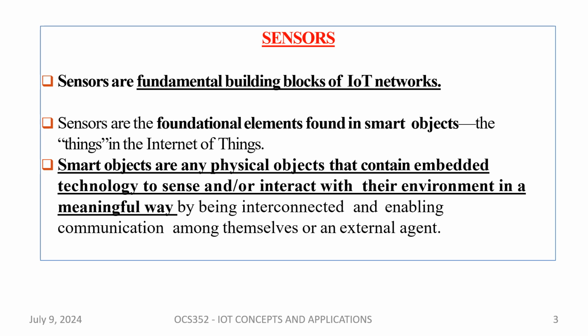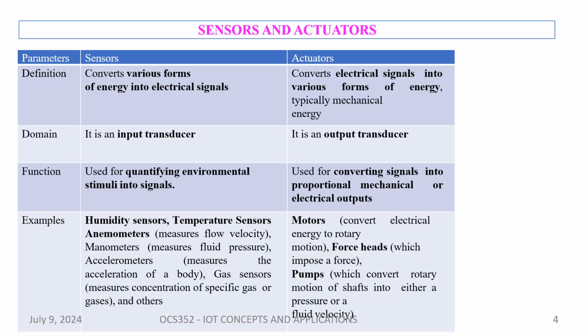Smart objects are any physical objects that contain embedded technology to sense or interact with their environment in a meaningful way by being interconnected and enabling communication among themselves or an external agent. Sensors convert various forms of energy into electrical signals. Actuators convert electrical signals into various forms of energy, typically mechanical energy. A sensor is an input transducer and an actuator is an output transducer.